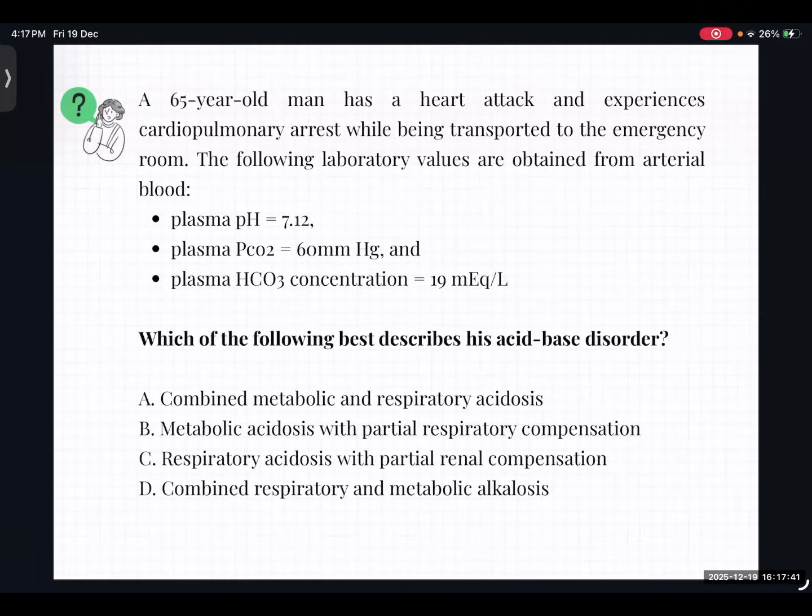We have a 65-year-old man that had a heart attack and experienced cardiopulmonary arrest when he was being transported to the emergency room. We have these laboratory results. Let's read them together. We have a plasma pH of 7.12. We have a plasma CO2 of 60. And finally, a plasma bicarbonate of 19. What is the following disorder? What do we think here?